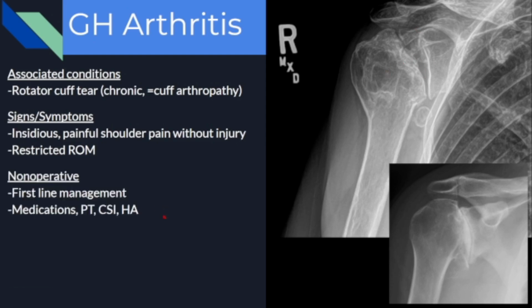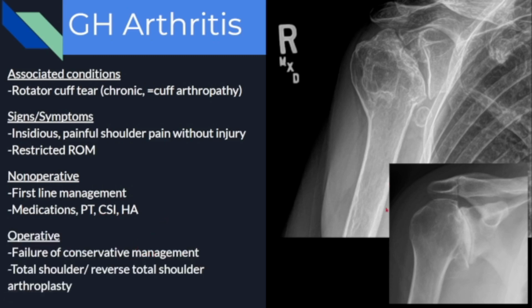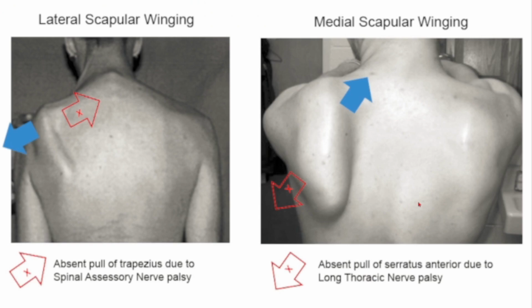Okay, restricted range of motion. Most patients will be managed non-operatively with medications, therapy, steroid injections, hyaluronic acid injections. However, if these don't work, and I will say these are very bad, both of these patients are going to get a shoulder replacement, okay? If I saw these in my clinic as a non-surgeon, I would inject them once, or I might not even do that, and I would send them straight to the surgeon. I mean, this is just terrible.